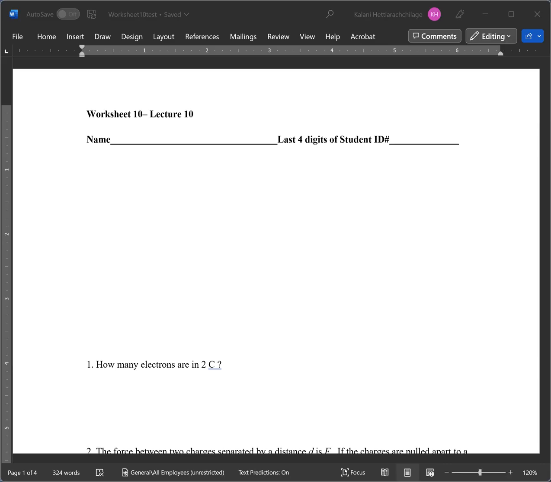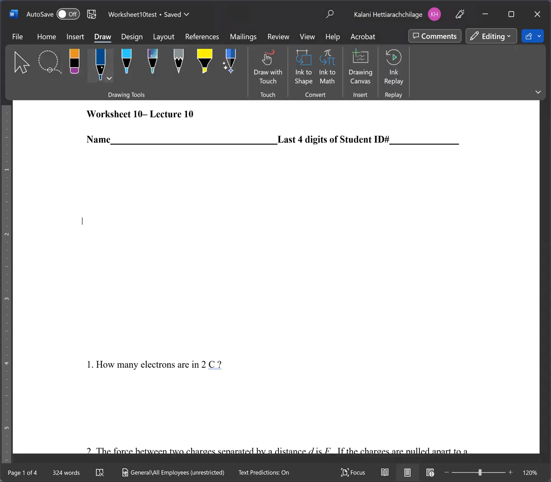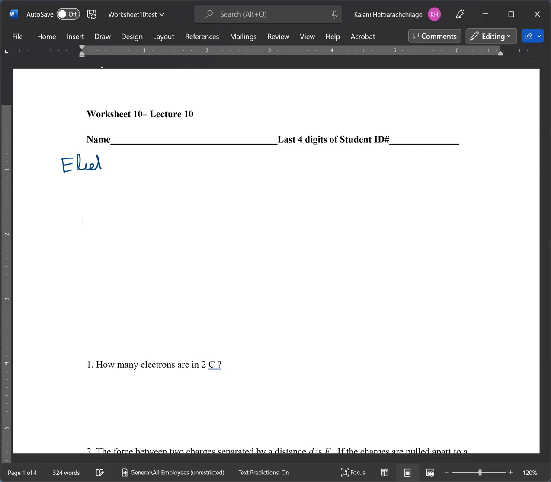Okay, so let's move into lecture number 10, worksheet number 10. Now lecture number 10, we talk about electricity. So we start with some basic information about electricity, like electric force, electric field, electric potential, and then we move into the electric potential and the current.